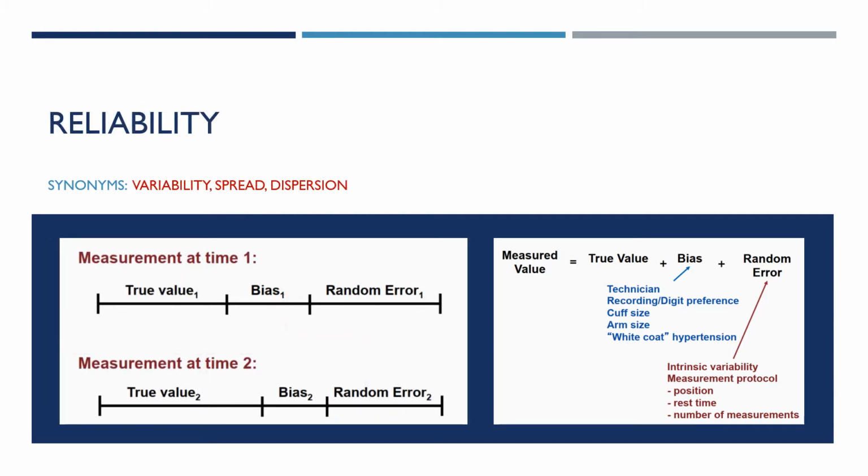About reliability, we can understand it as variability, spread or dispersion among measurements. It's like finding the difference between repeated measurements. We can see this random error through some examples, like measuring blood pressure of a patient in different positions, sitting, lying, standing, or measuring blood pressure of a patient at different times during the day.